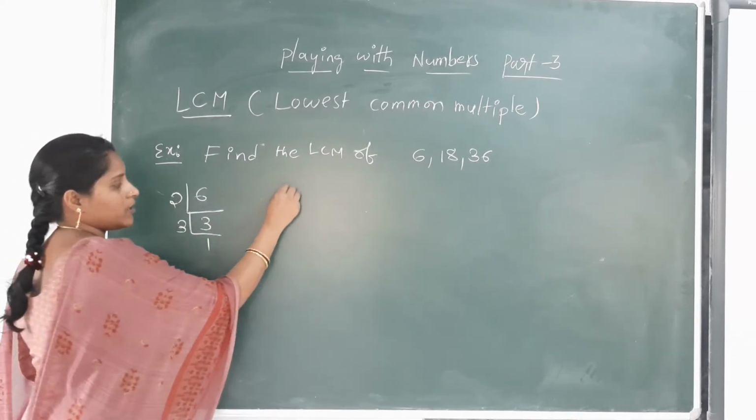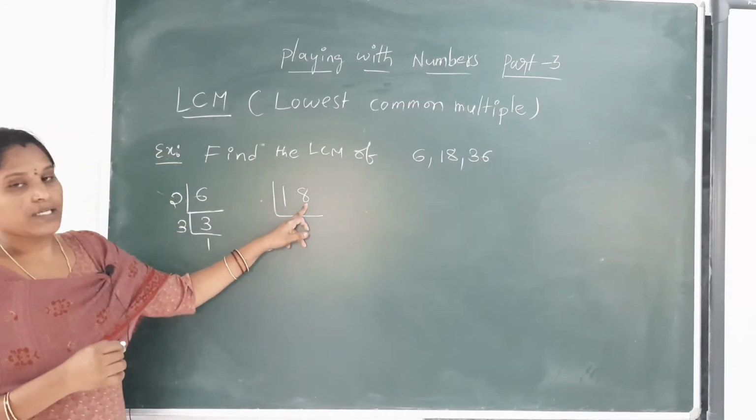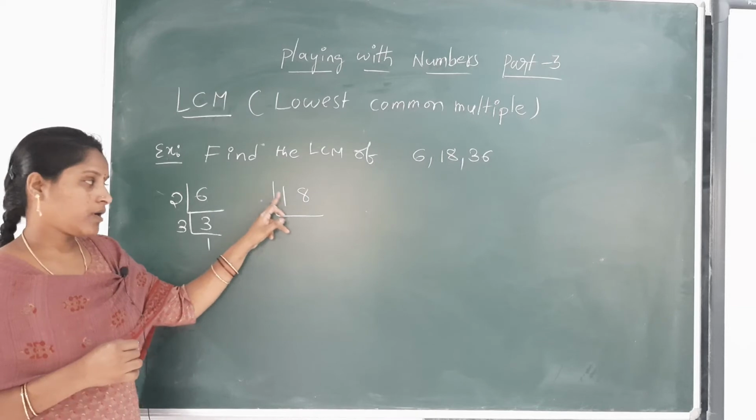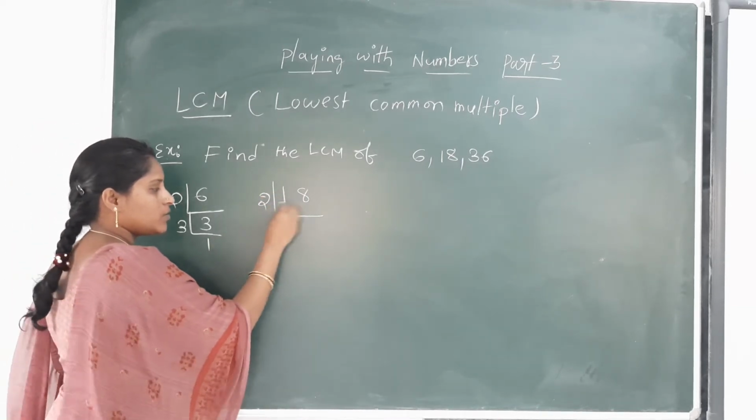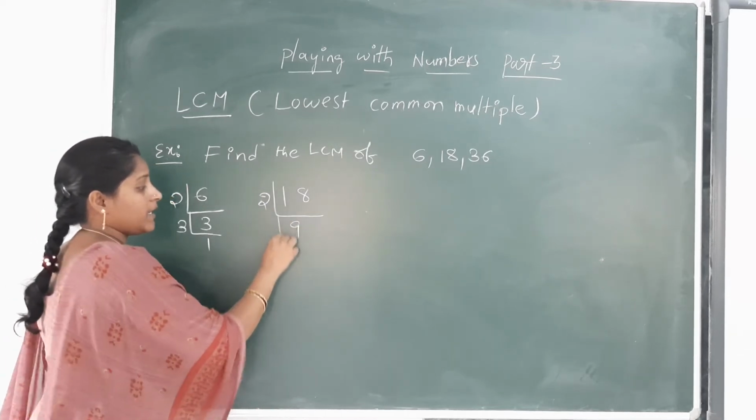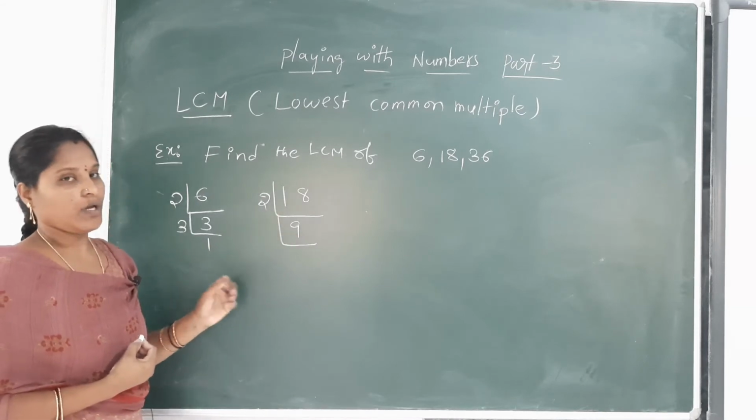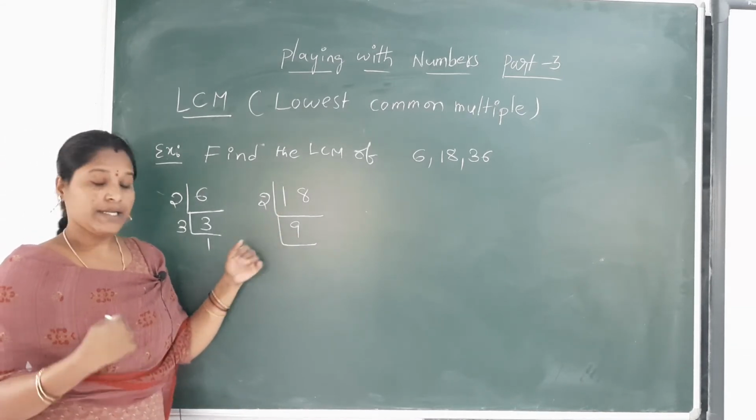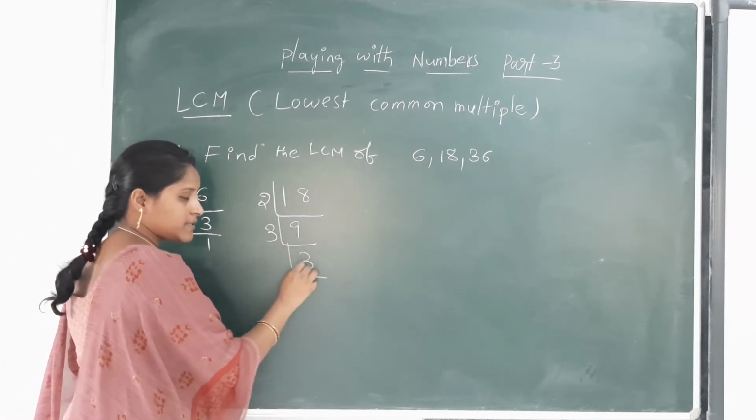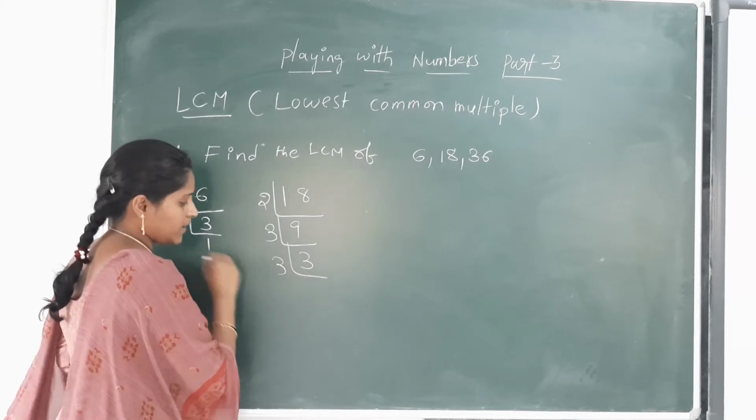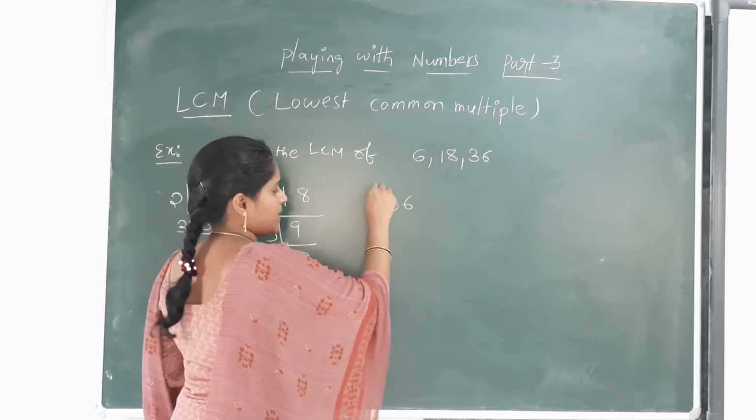Next we are going to find the prime factors for 18. Again 18 is an even number, so I have drawn 2 here, because 18 is divisible by 2. 2 9s are 18. Again 9 is an odd number, so it is not divisible by 2. I know that 9 is divisible by 3. 3 3s are 9. Again 3 is a prime number, so it is divided by 3. 3 1s are 3. Again I am going to find the prime factors of 36.